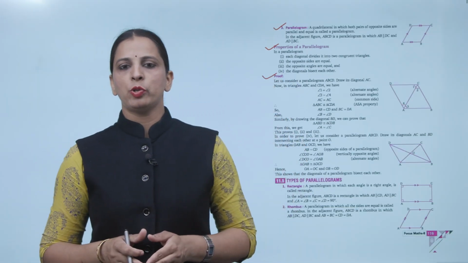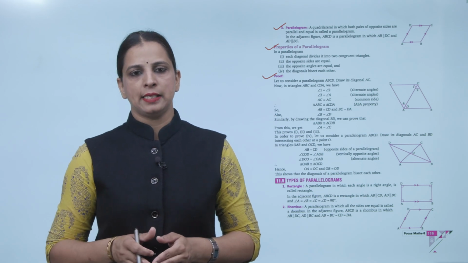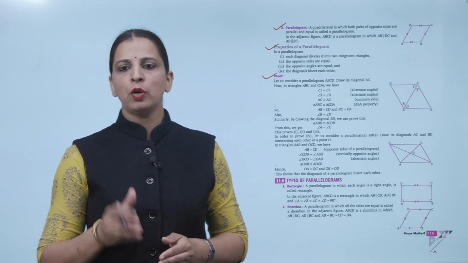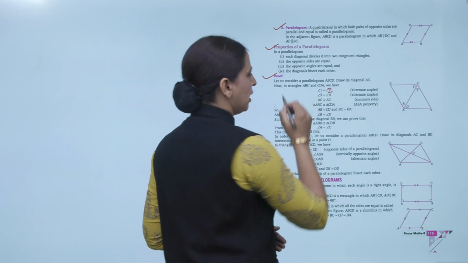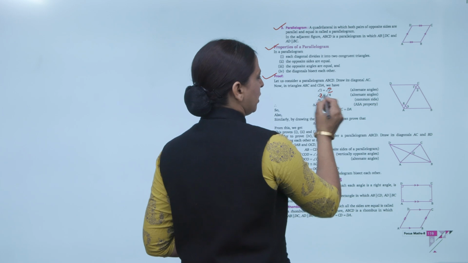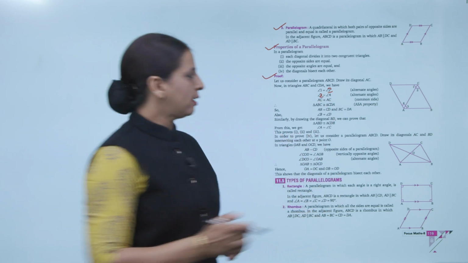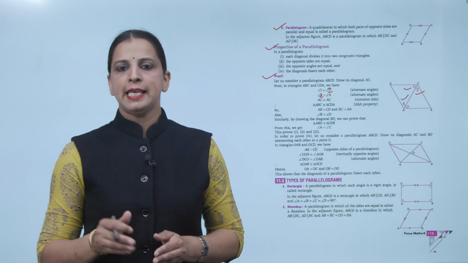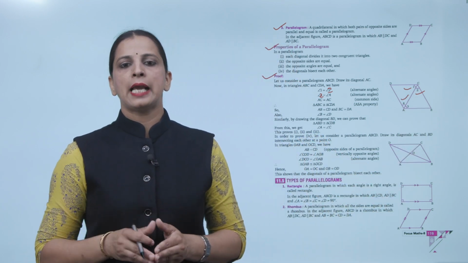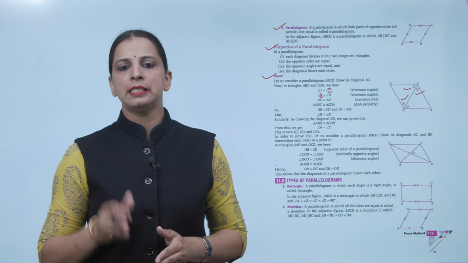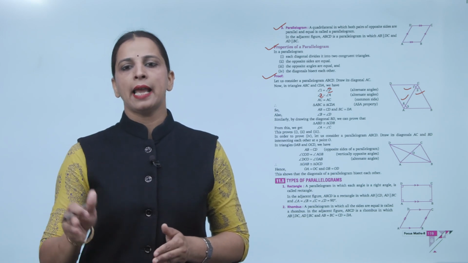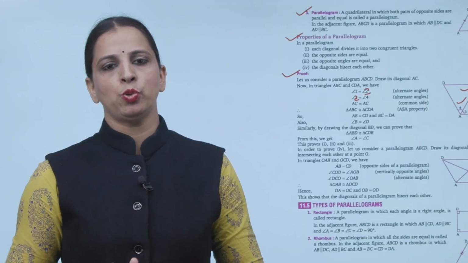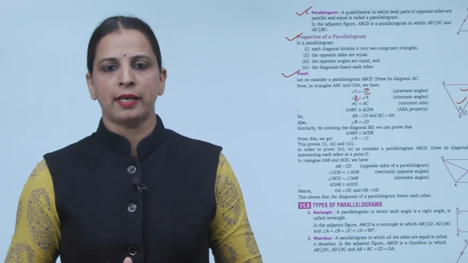Let us consider a parallelogram ABCD. Draw its diagonal AC. Now, in triangles ABC and CDA, we have angle 1 is equal to angle 3 and angle 2 is equal to angle 4, both are alternate angles. AC is the common side. So, triangle ABC is congruent to triangle CDA by the angle side angle property. So, AB is equal to CD and BC is equal to DA. Also, angle B is equal to angle D.